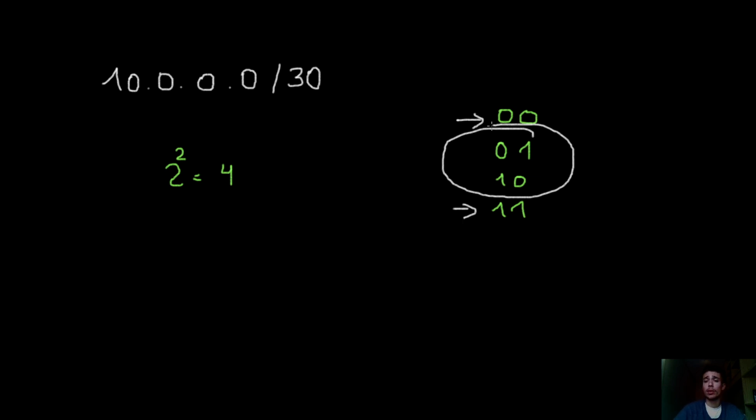And so the possible combinations for these 2 bits of the host ID is basically 2 raised to 2, which gives us 4 combinations: 00, 01, 10, and 11. Remember that this is the combination for the subnet address, the network address, and this is the combination for the broadcast address. This leaves us only with 2 possible interfaces, and this is the number 1 in decimal, this is the number 2 in decimal, right?